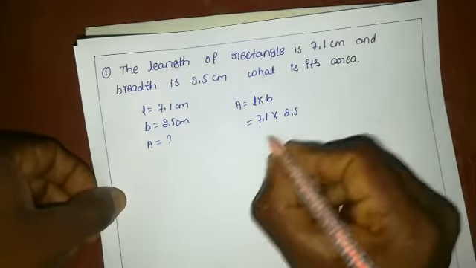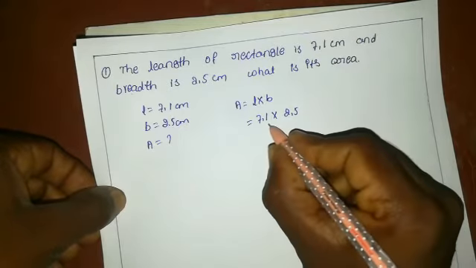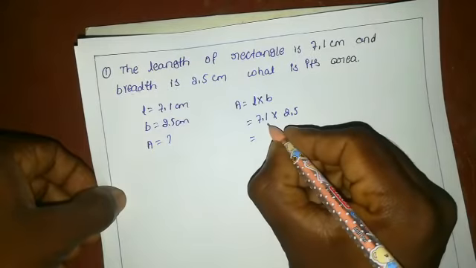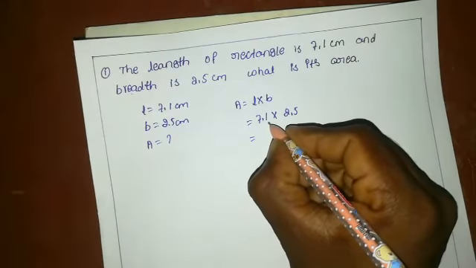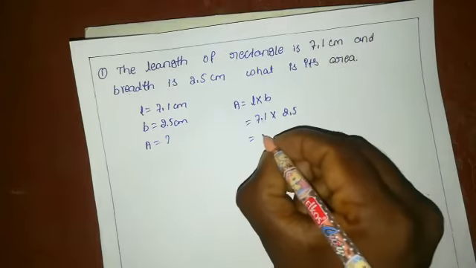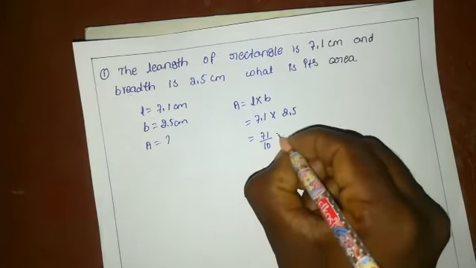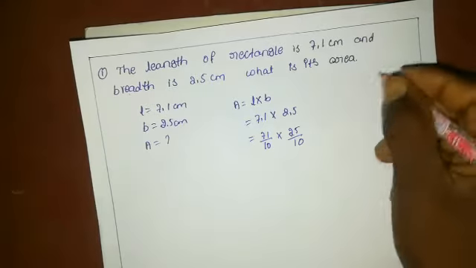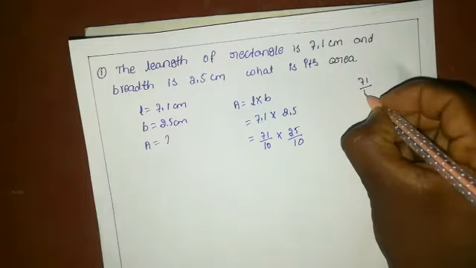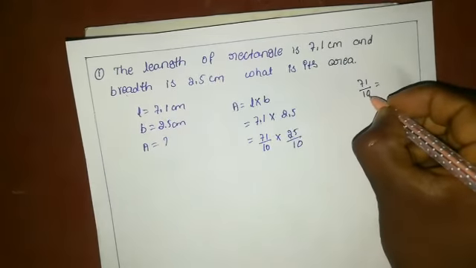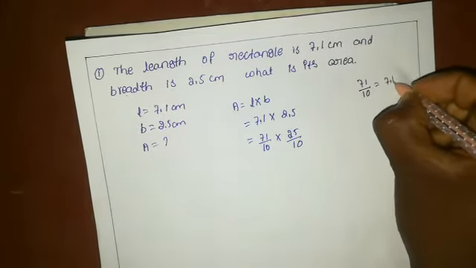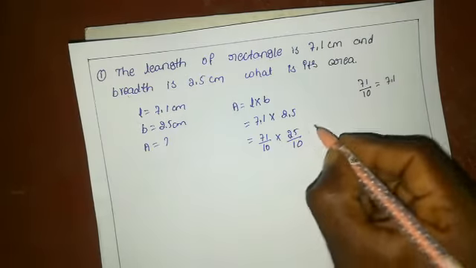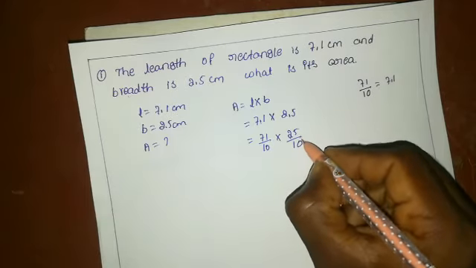It means we have to multiply a decimal number by a decimal. Then how do we multiply a decimal number by a decimal? Let's see. 7.1 we can write as 71 by 10, and 2.5 we can write as 25 divided by 10. Because 7.1 has one digit after the point, in the denominator we have 10. So 7.1 is 71 divided by 10, and 2.5 is 25 divided by 10.